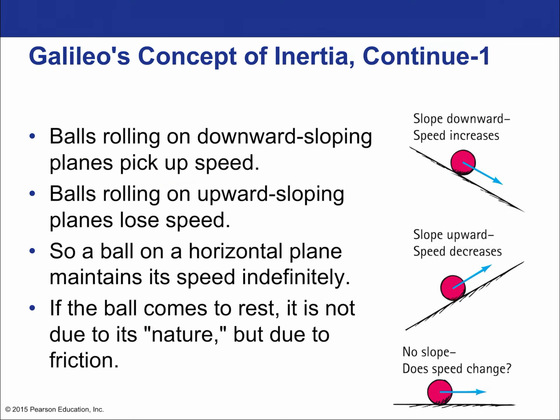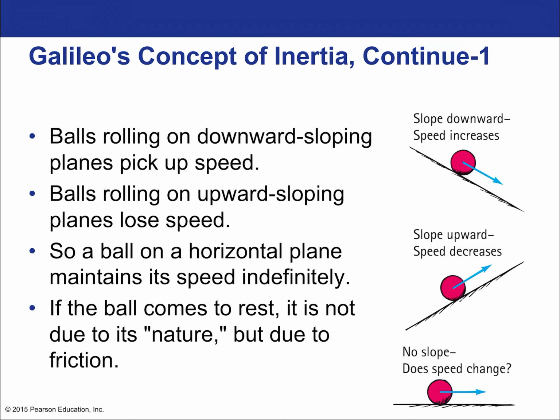Balls rolling on downward sloping planes pick up speed. Balls rolling on upward sloping planes lose speed. Well, yeah, it's common sense, right? We know that. So a ball on a horizontal plane maintains its speed indefinitely, okay? Its inertia means that if nothing acts on it, then it will just keep going forever.